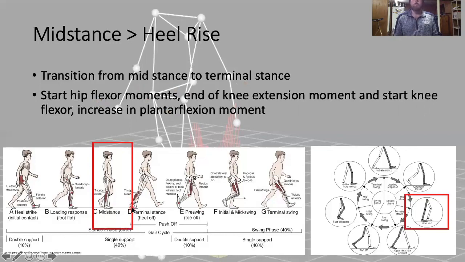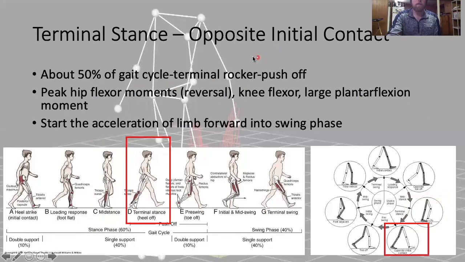Why are you going to start to flex the hip? You're going to start bringing the knee up so that you can swing that leg through. And you're going to start knee flexing, increasing plantar flexion, right? You're going to put that toe into the ground and you're going to stand up. Terminal stance, right? It's about 50%. We're about halfway through the gait cycle here.